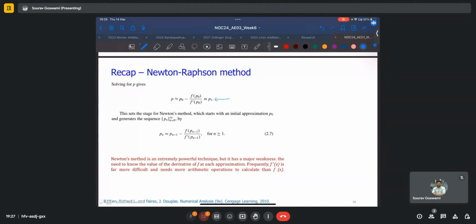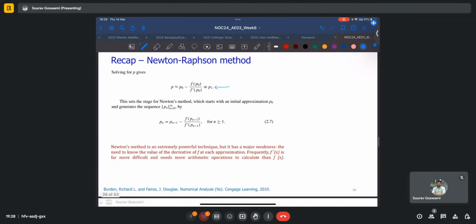And if we continue to perform this iteratively, p2 will equal p1 minus f of p1 by f prime of p1, p3 will equal p2 minus f of p2 by f prime of p2, and so on. This sets the stage for Newton's method, which starts with an initial approximation p0 and generates the sequence pn, where n goes from 0 to infinity, by pn equals pn minus 1 minus f of pn minus 1 by f prime of pn minus 1 for all n greater than or equal to 1.